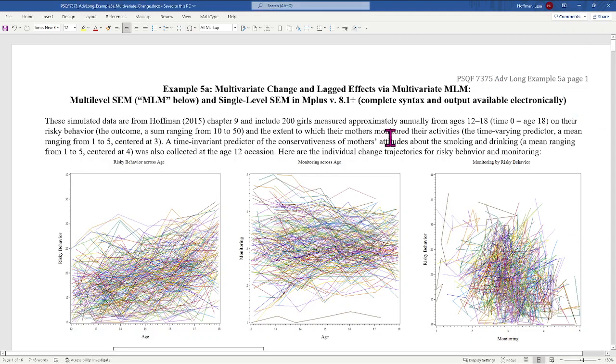I'm here today to finish example 5A for the advanced longitudinal class. We had started going through this example in class and I promised I would finish it outside of class, and so here we are. I did catch a couple of typos and things when I was just looking through this, so I've updated this and I will post the updated version of this handout and the associated M+ files when I am finished doing this recording.